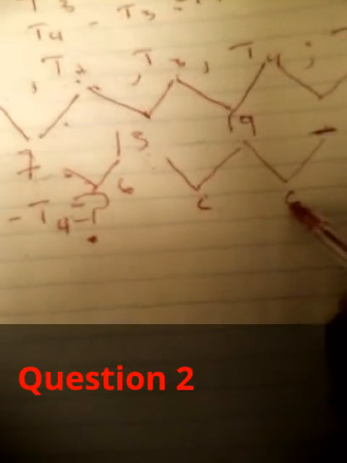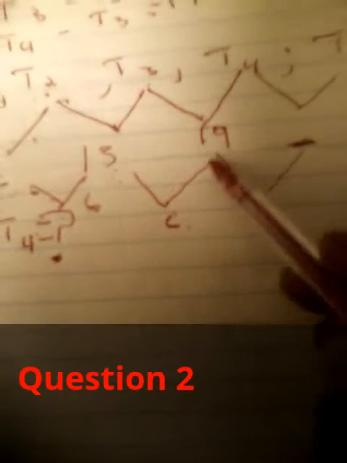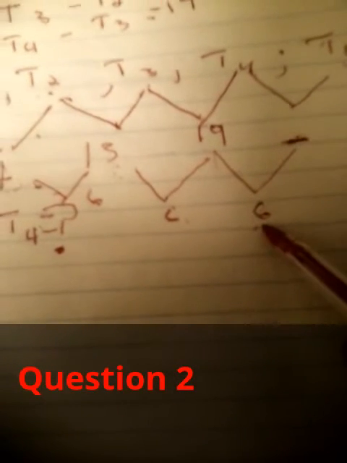13 minus 7, we know that is 6. Then 19 minus 13 is also 6. So 7 plus 6 is equal to 13, and 13 plus 6 is equal to 19. We have a constant difference, which means that the second difference is constant in a quadratic. Therefore 19 plus 6 is 25. Therefore T5 minus T4 is equal to 25.